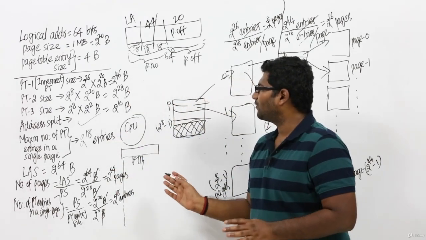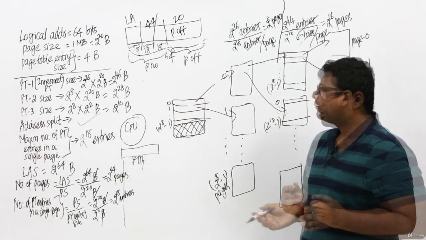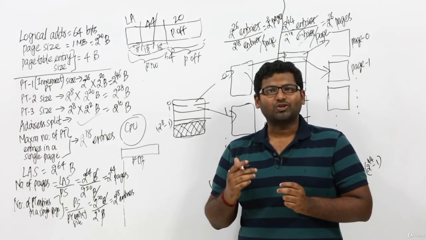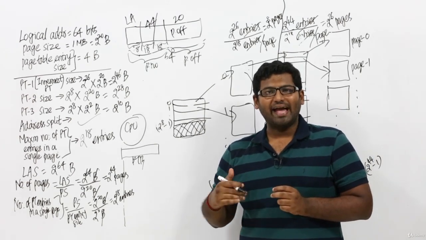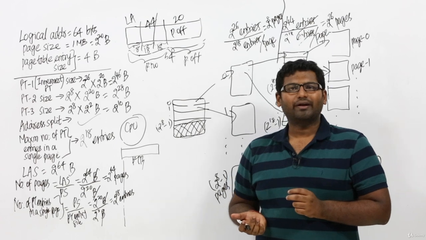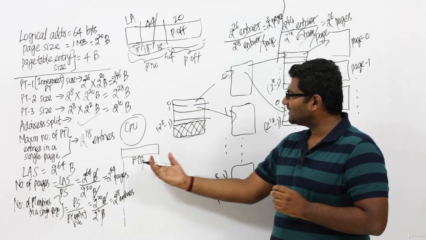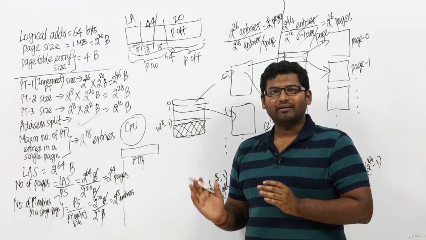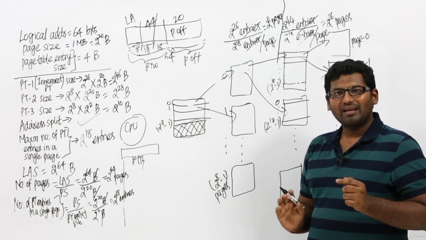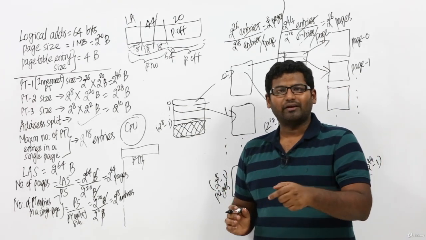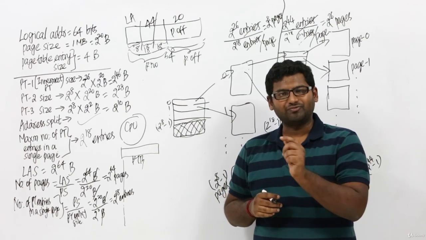Fine. This is what we have computed, all the values, right? Now one question I want to ask you here is, how many memory accesses do I need in order to get a single byte for the CPU, right? The CPU will access a single byte. Now in this example, how many times do I need to access the memory in order to get the single byte? That is very important, right?